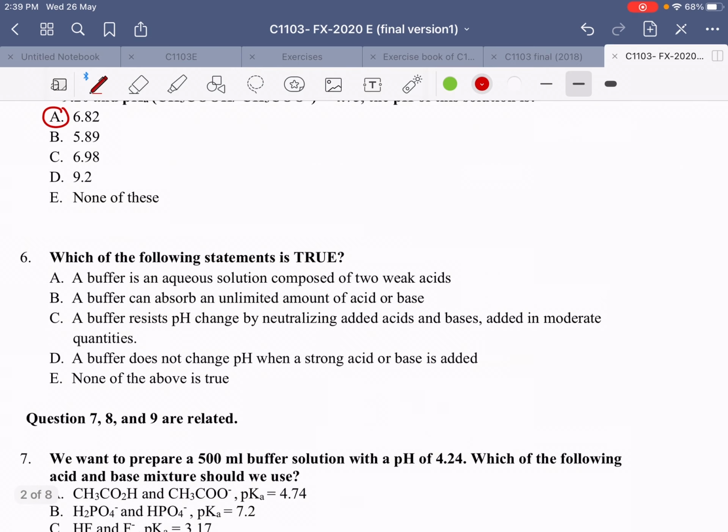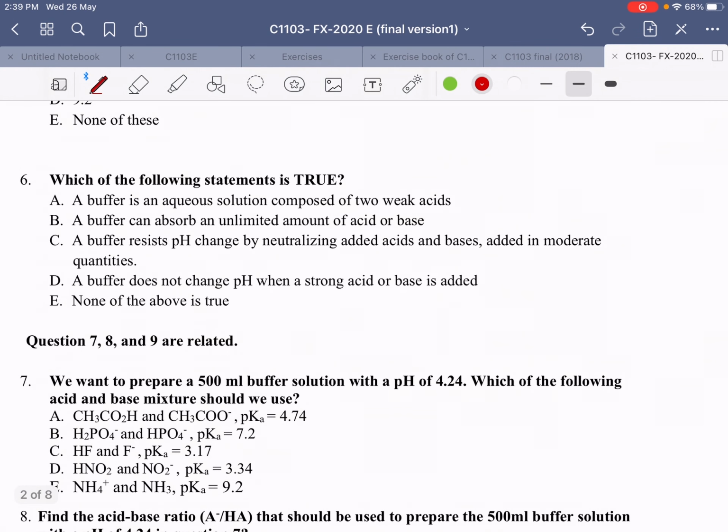Number 6. Which of the following statements is correct? A buffer is an aqueous solution containing 2 weak acids? Absolutely not. It can absorb an unlimited number of acid and base. كمان no. Moderate amount. لأنه if you have an unlimited amount, the buffer no longer is a buffer. A buffer resists the change in pH by neutralizing added acids and bases in moderate quantity.